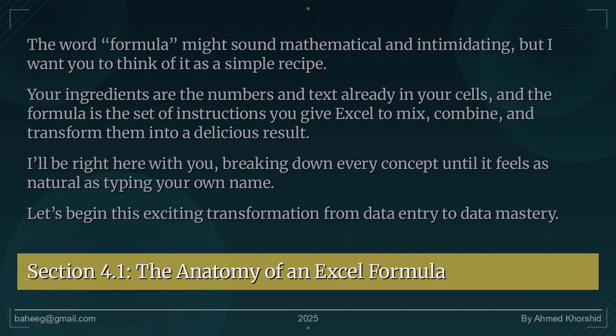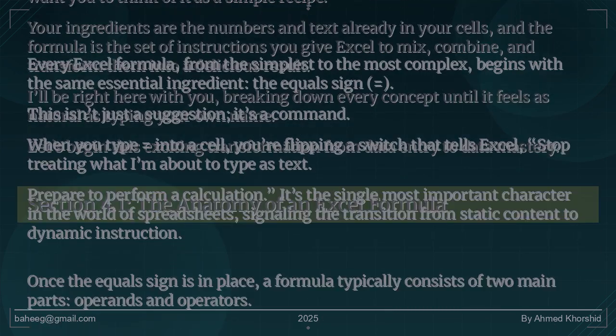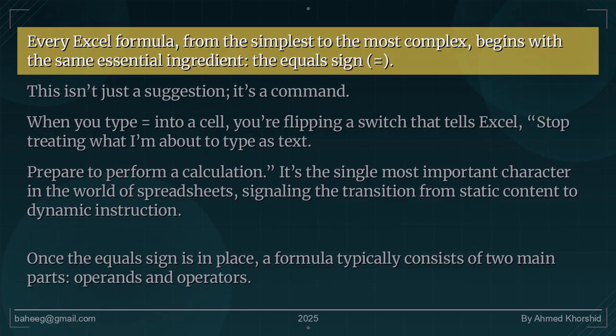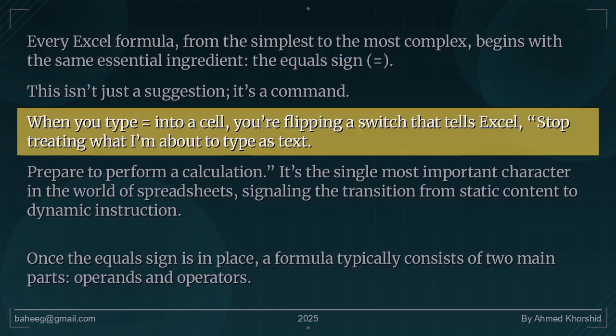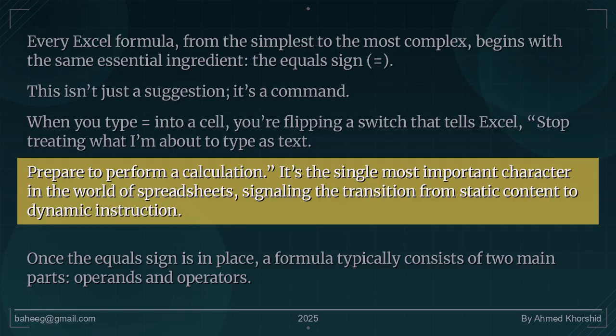Section 4.1, The Anatomy of an Excel Formula. Every Excel formula, from the simplest to the most complex, begins with the same essential ingredient, the equal sign symbol. This isn't just a suggestion, it's a command. When you type equals into a cell, you're flipping a switch that tells Excel, stop treating what I'm about to type as text. Prepare to perform a calculation. It's the single most important character in the world of spreadsheets, signaling the transition from static content to dynamic instruction.